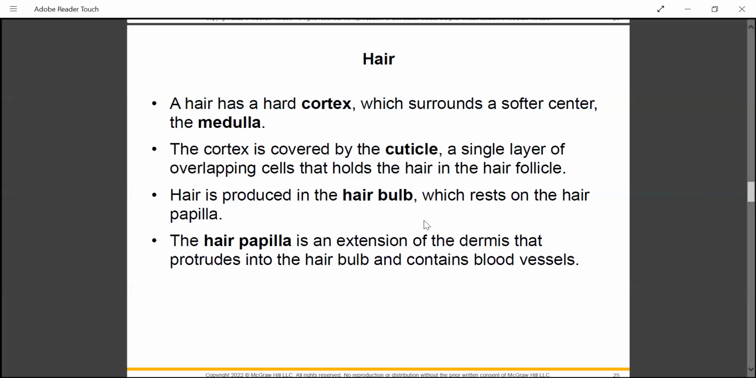This hair bulb is right on top of the dermal papilla where all the blood vessels and nutrients are. Remember that papilla is an extension of the dermis that protrudes into the bulb. So we have the dermal papillae that are kind of like the puzzle piece into the epidermis where they fit together. And so a hair papilla is one of those little hills specific to a hair cell.